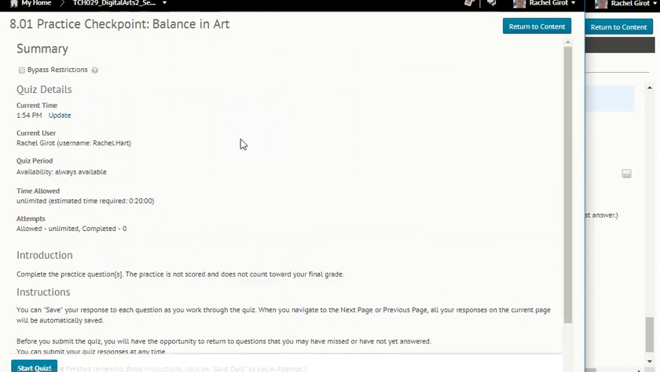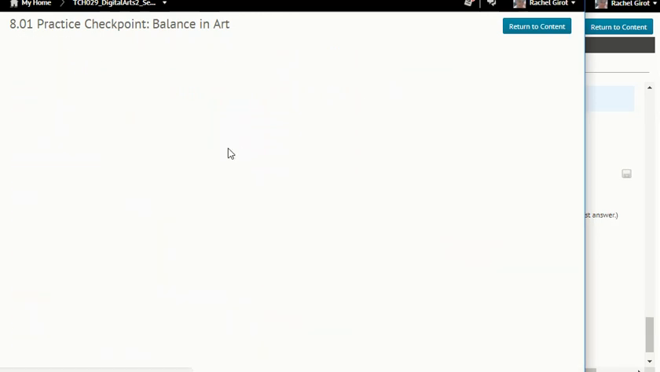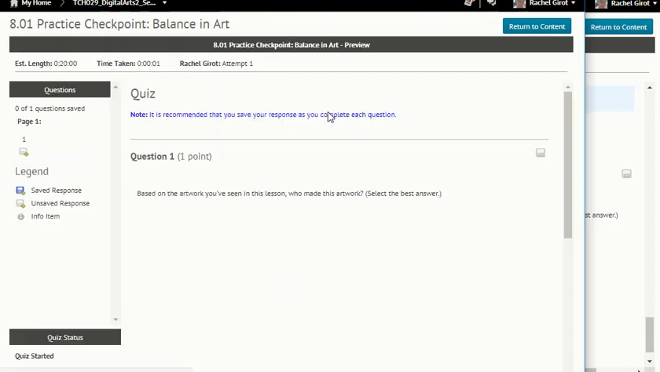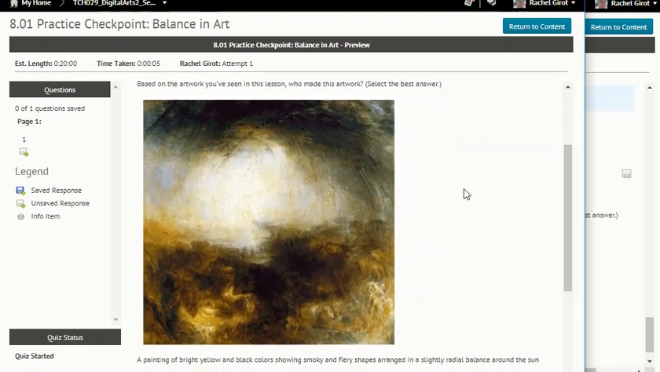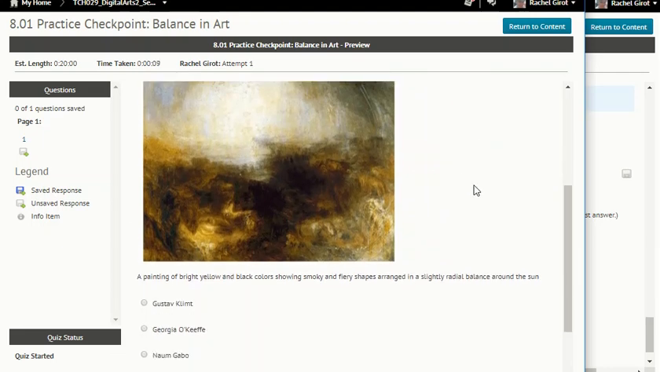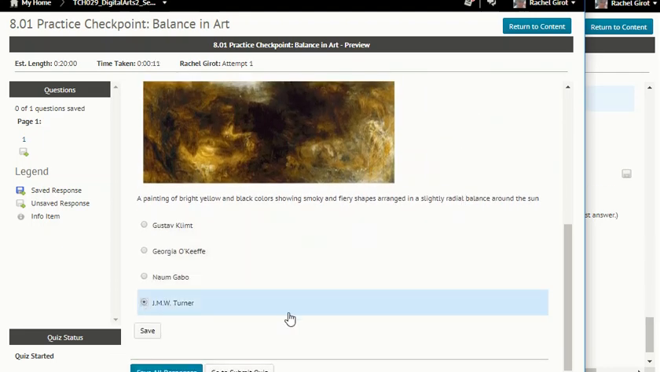Checkpoint. Open her up. Based on the artwork you've seen in this lesson, who made this artwork? Oh my goodness, that looks just like that burning of the House of Parliament, doesn't it? I would definitely go with Turner on that.